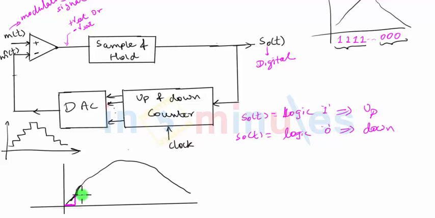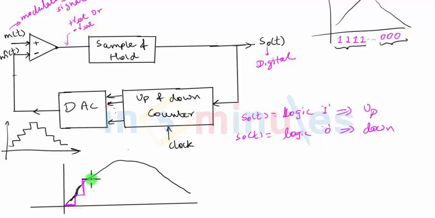The counter counts to the next state, and you can see the output of the DAC will also increase by 1 step size. M of t is still greater than the output of the DAC, which is m cap t, and hence you can see that the output of the op-amp will also be logic 1 again. So that means it will be plus Vsat, which will be taken as logic 1. If that logic 1 is given to the counter again, the counter counts in the upward direction. So the counter counts by 1 again.